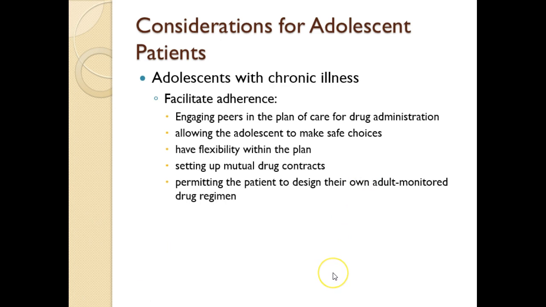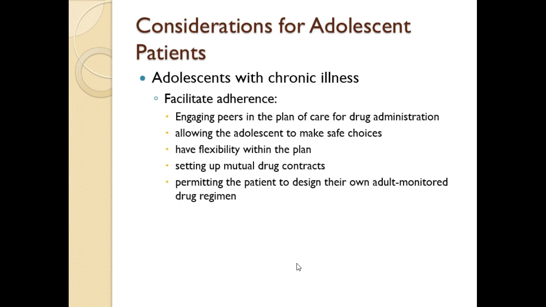Okay, so if an adolescent patient has a chronic illness, how do we facilitate adherence with them? We could engage their peers in their plan of care for drug administration. Like, how do we make sure that their friends and family members, especially their friends, will be part of their treatment plan? Allow adolescents to make safe choices regarding their care.